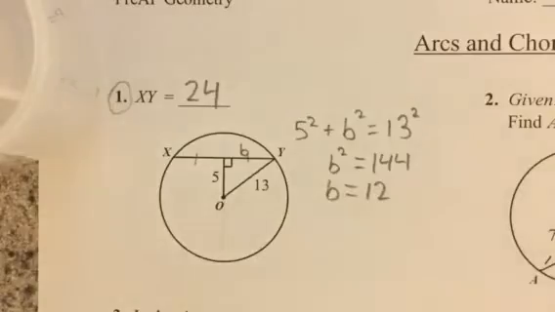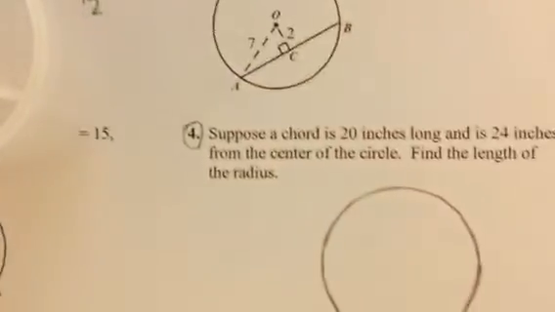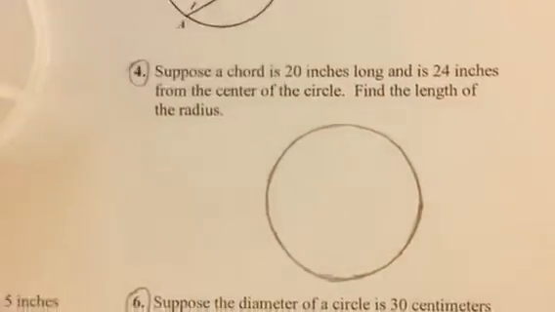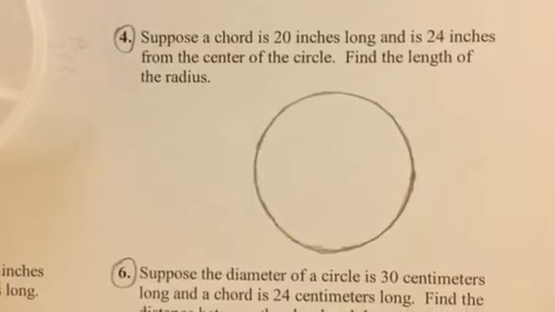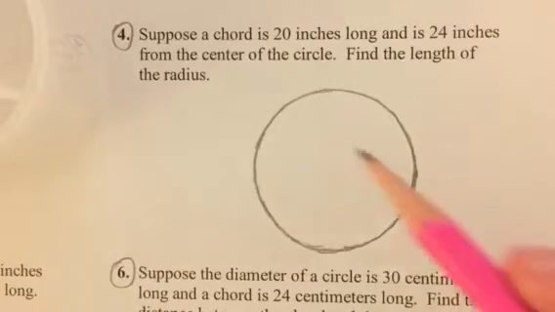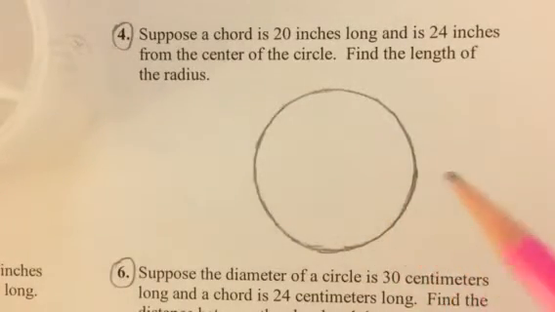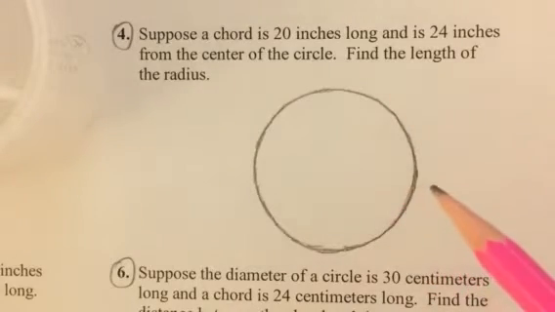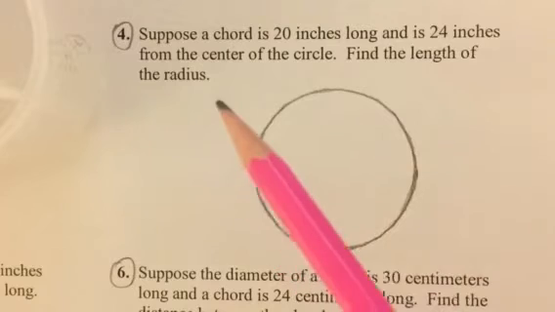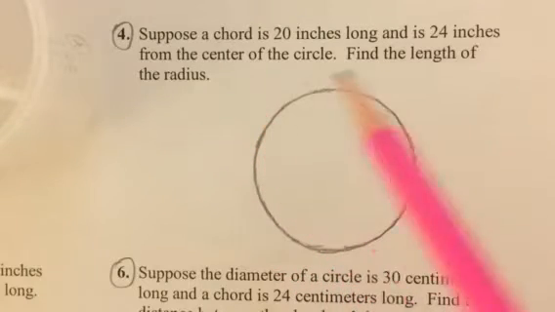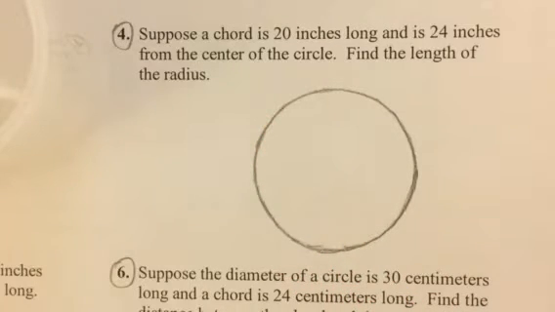Not too bad. Let's take a look at one of those ones where you'll have to draw the picture yourself, like number 4, for instance. So I already drew the circle. I used a little compass to help me out because I'm not very good at drawing circles. So, okay, let's read through it. It says, suppose a chord is 20 inches long and is 24 inches from the center of the circle. Find the length of the radius.